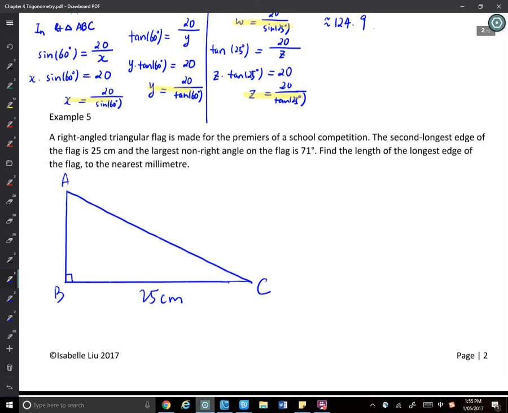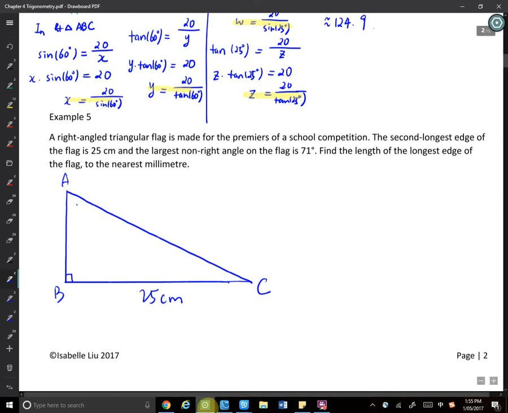Because BC is longer than AB, therefore angle A will be larger than angle C. So the angle opposite to a longer length will be larger. So you will have 71 degrees here. That's 71 degrees. Find the length of the longest edge of this flag. So basically I want to know this one, AC, the longest edge.